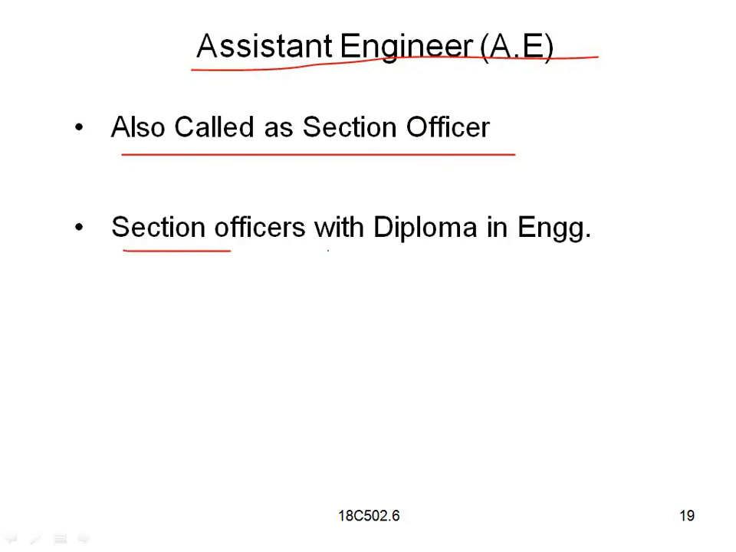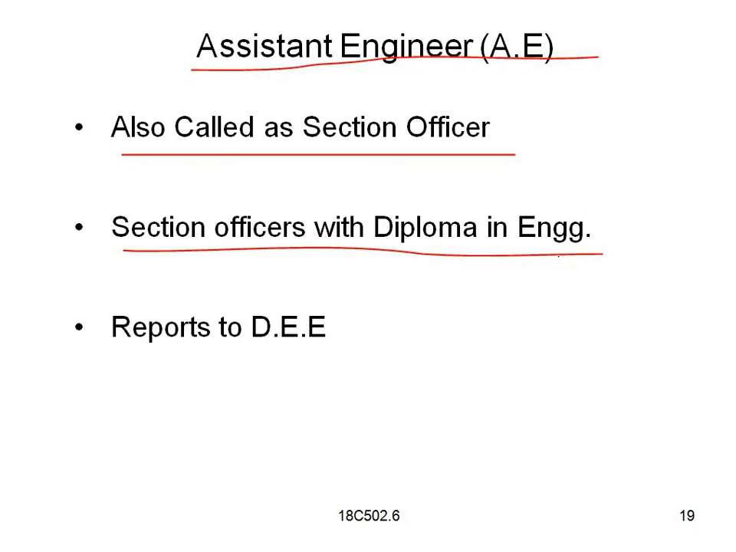Okay, and section officers with a diploma in engineering, as I have told now. So a diploma in engineering is the qualification for the AE. Okay, so for each and every post we have the qualification here. So he should report to the DE, divisional executive engineer. So it is a process here, one by one.